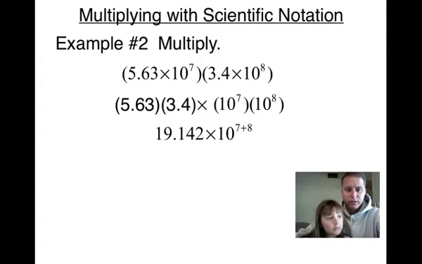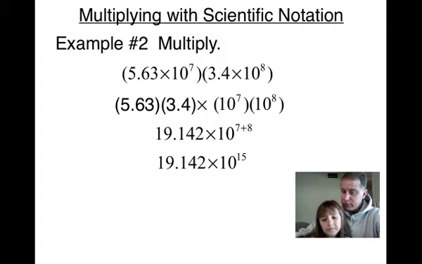So 5.63 times 3.14 is 19.142. And then we keep the times sign. And then we did the 7 plus 8, which will be 15. So we have 19.142 times 10 to the 15th. And we're trying to write this in scientific notation. Now, do you remember, is this in correct scientific notation?